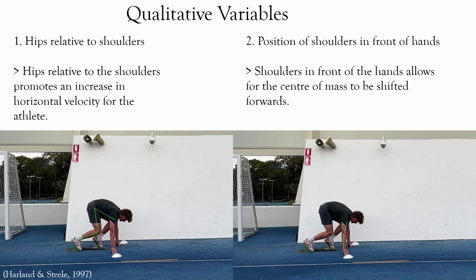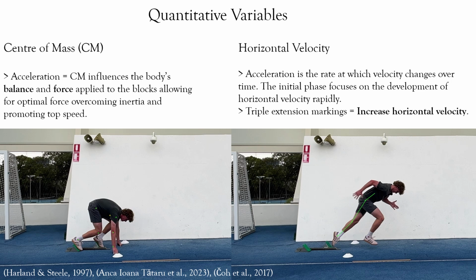In the set position, positioning the shoulders in front of the hands allows for the center of mass to be shifted forwards, which is essential for achieving a faster acceleration phase from the static position in the blocks, creating a more effective block clearance. Center of mass is also critical for acceleration as its direction influences the body's balance and force applied to the blocks, allowing for optimal force, overcoming inertia, and promoting top speed to be reached.